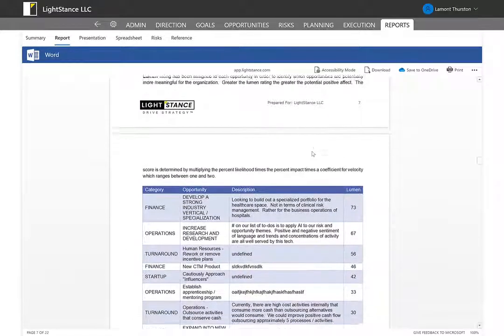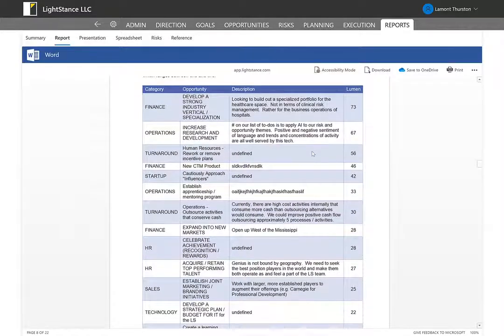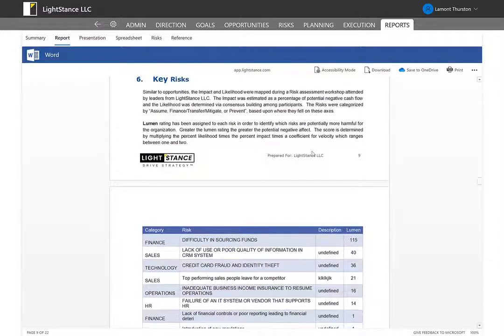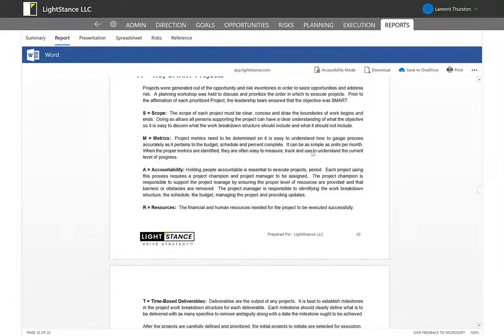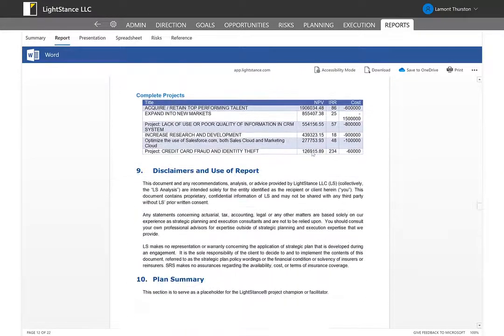What our top 10 opportunities are, and they're sorted by Lumen, or the prioritization score of what's most important. Conversely, we also look at the top 10 risks and where those items will come in. And finally, what are the SMART projects that we're going to pursue, and how are we pursuing those?